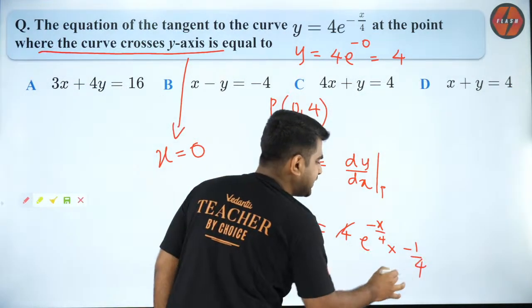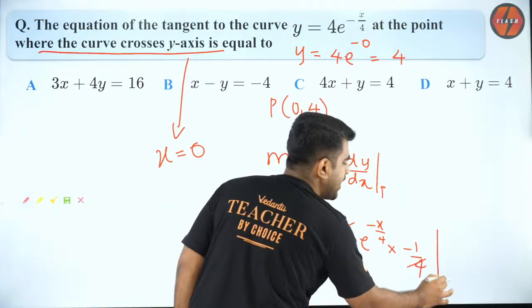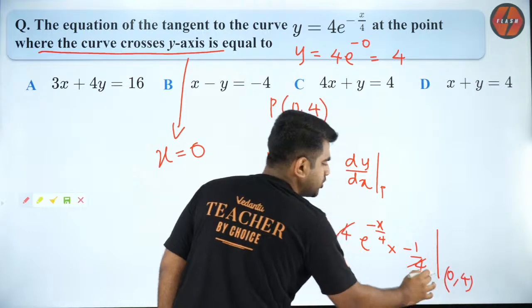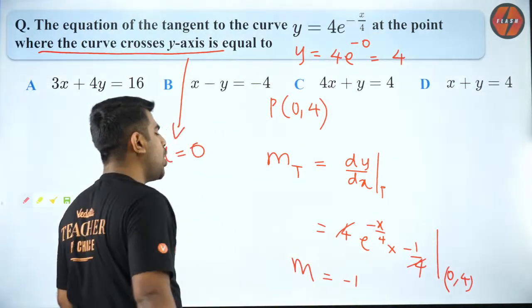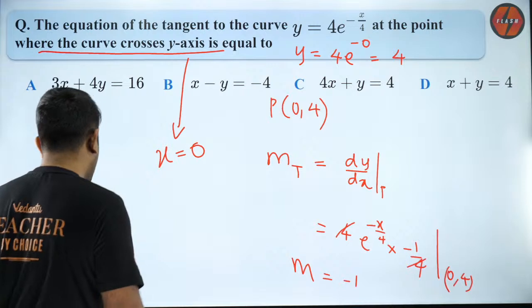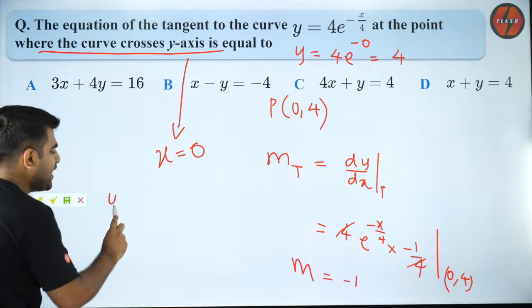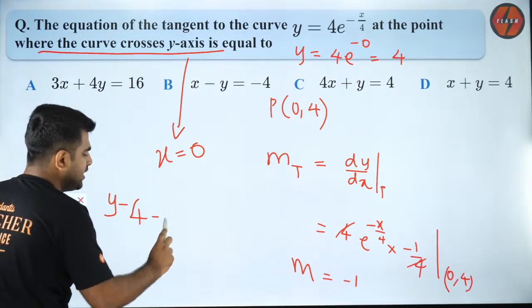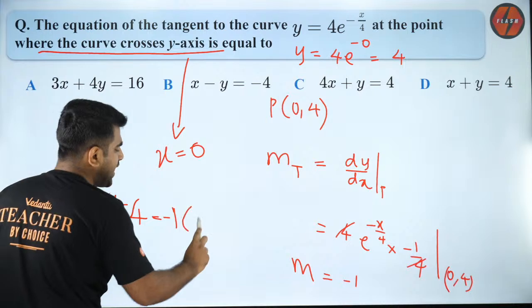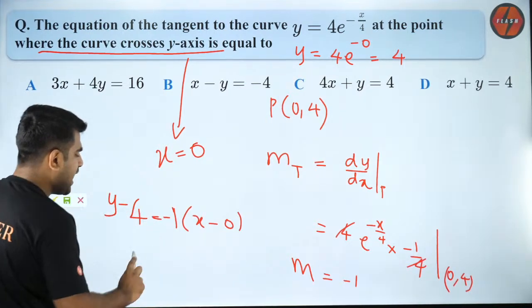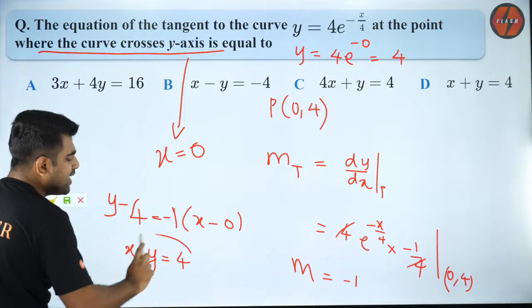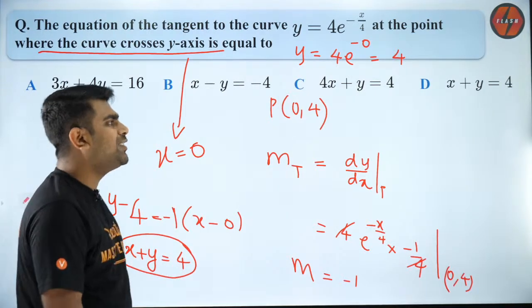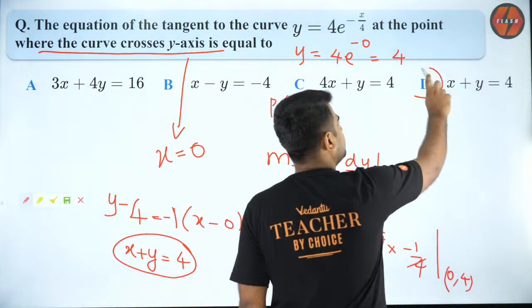So 4 and 4 will get cancelled and I have to find it at the point P which is (0, 4). So x is 0. If I put x as 0, I will get minus 1. So the slope of tangent is minus 1. So how do you find the equation? y minus y1 is equal to m into x minus x1. So the answer is x plus y is equal to 4. That will be the answer for this question, which is nothing but your option D.